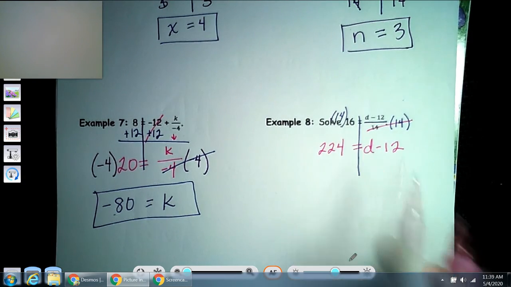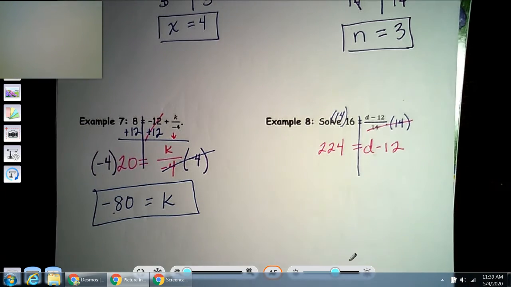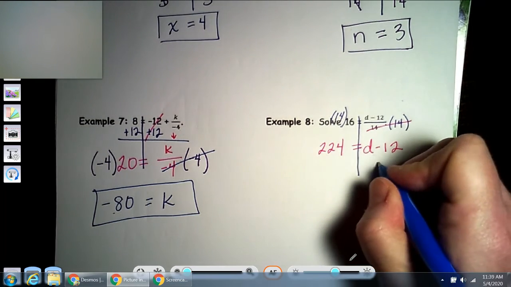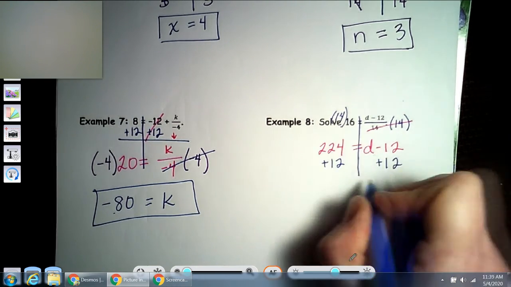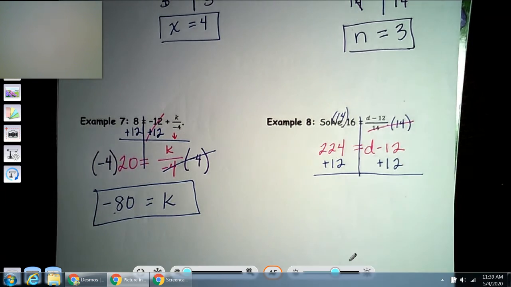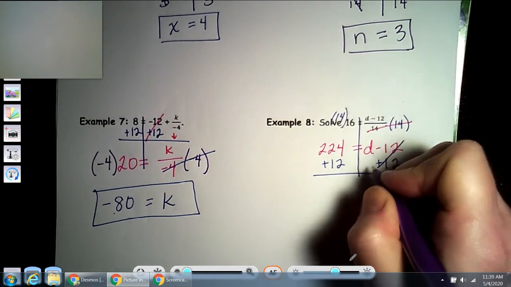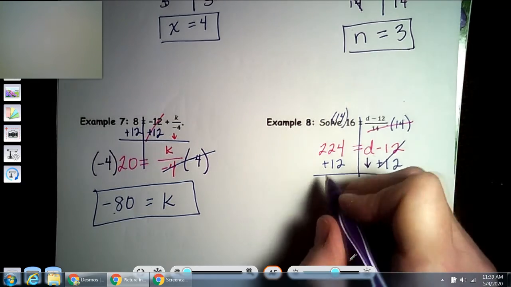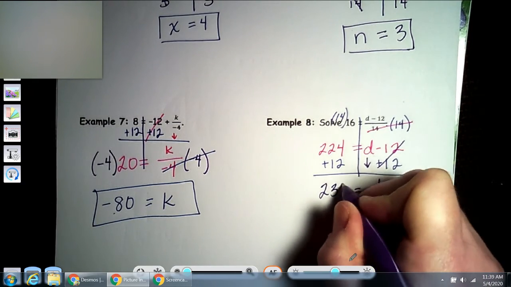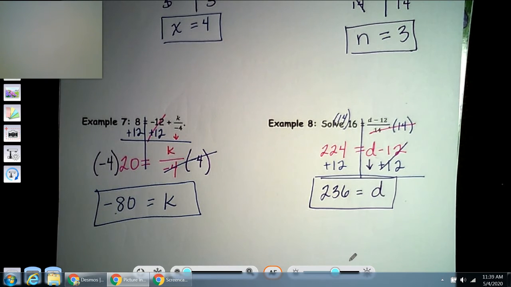D is what I want to isolate. So I am going to get rid of this minus 12. Well, the opposite of subtracting is adding. So I'm going to add 12 to both sides. Negative 12 plus 12 is 0, so all I have left here is the d. 224 plus 12 is 236. And we're all done.